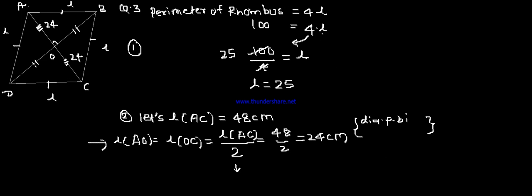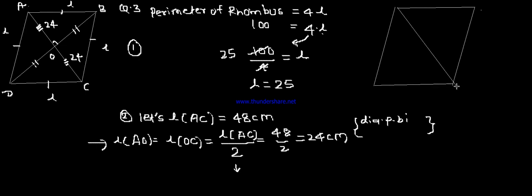So now after these two steps, let's see what we are having with us. This is our rhombus, correct? These are the diagonals, okay? And let's see what we are having here.